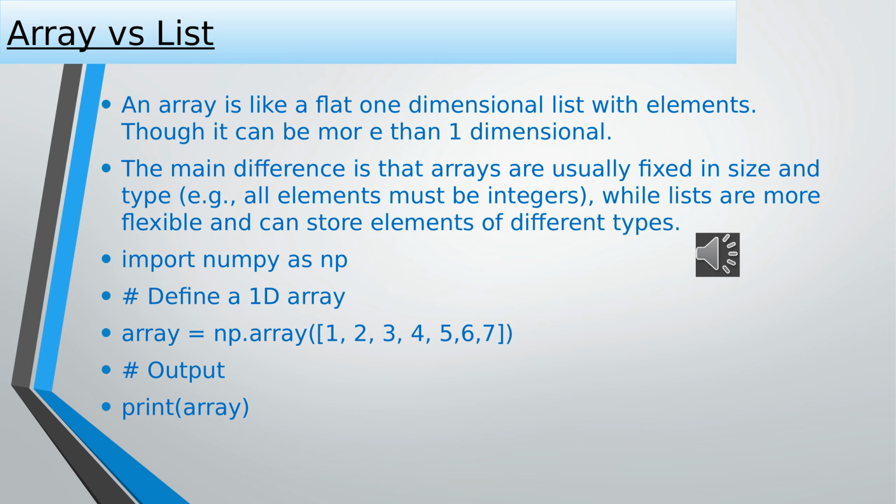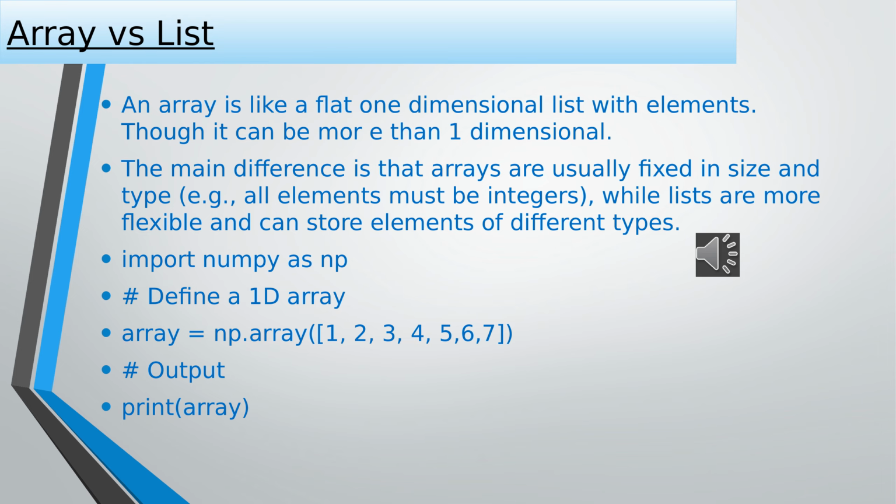Let's create our first NumPy array. First, we import the NumPy library using the standard alias, import numpy as np. Next, we create a one-dimensional array using the array function and pass a list of numbers as input. Finally, we print the array using the print command. When you run this program, Python displays all the elements stored in the array in the same order in which they were created.